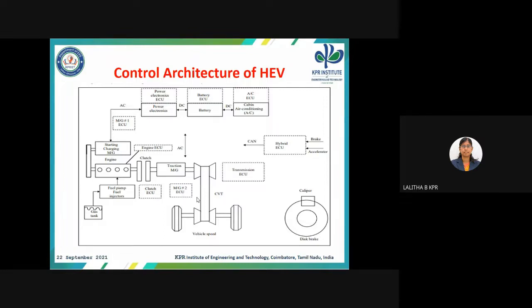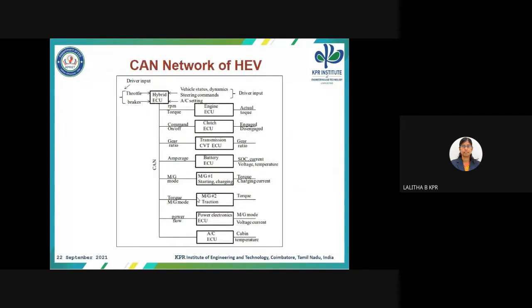Next one is the battery ECU. It is also called the battery management system. The battery ECU monitors the temperature of the IC engine, so the temperature of the IC engine and electric motor also. The battery management system is essential for long battery life and optimum fuel efficiency. So these are about the control architecture of the hybrid electric vehicle.